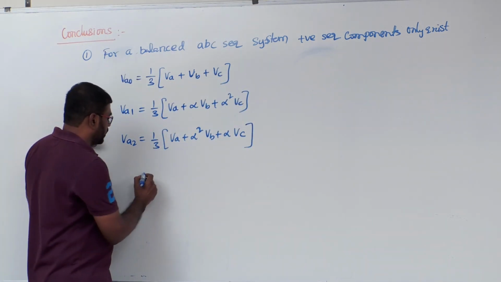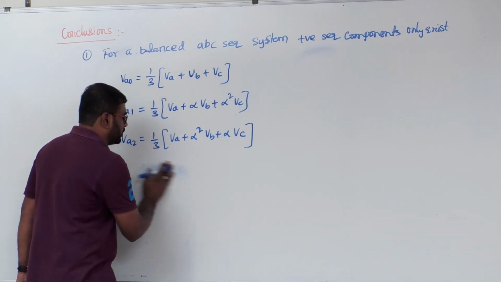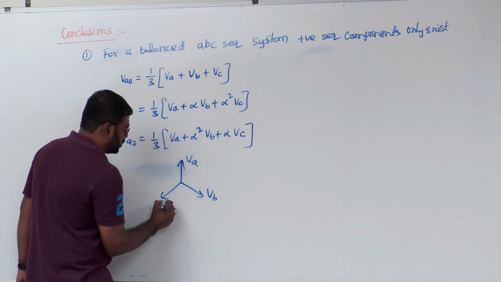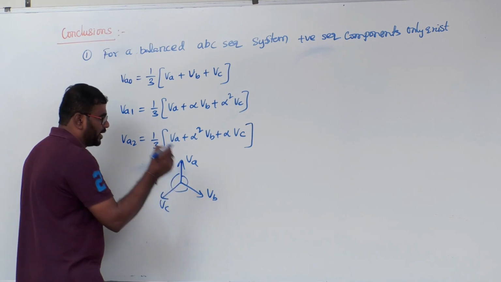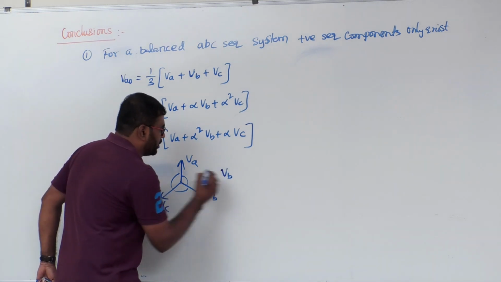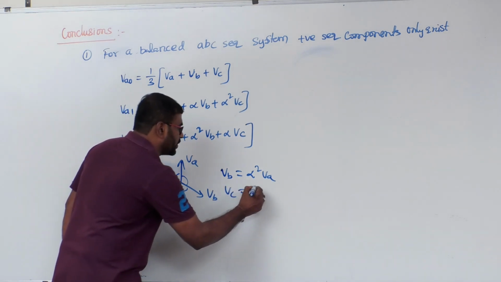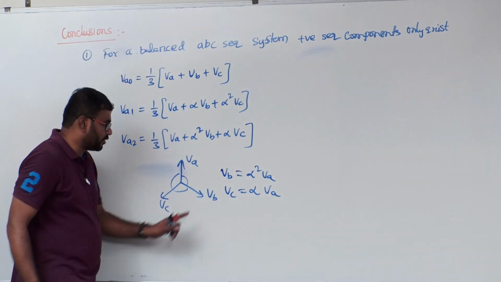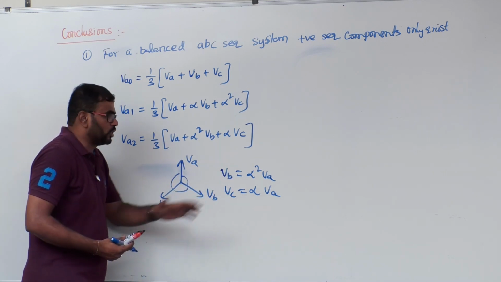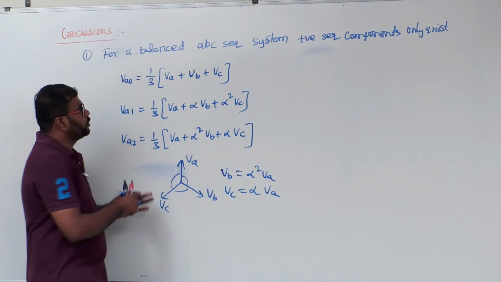How to prove this? So VA, fine. What is VB for a balanced system? Our three-phase system is balanced now. This is VA, this is VB, this is VC, equal in magnitude and phase displaced by 120 degrees, and the phase sequence is ABC. So what is VB from here? We can write alpha square VA. What is VC? Alpha times VA. Correct or not? VB lags VA by 120 degrees, minus 120 better to say, and minus 120 means alpha square. So VB is alpha square VA and VC is alpha VA. So you substitute here.